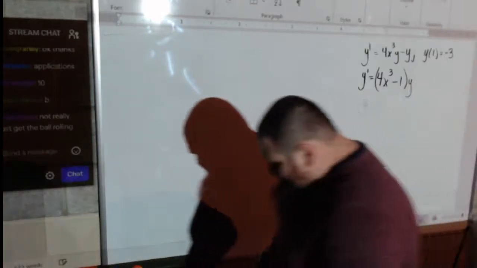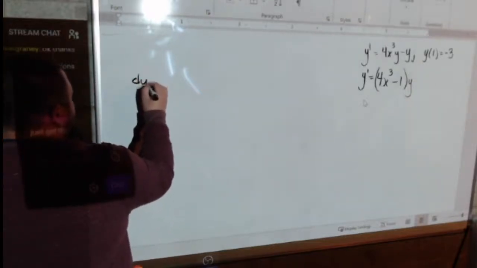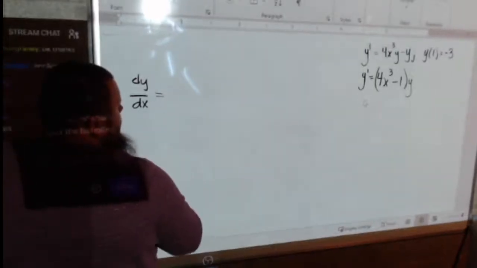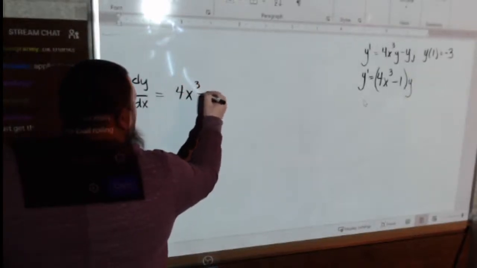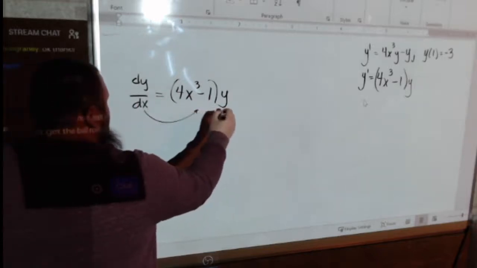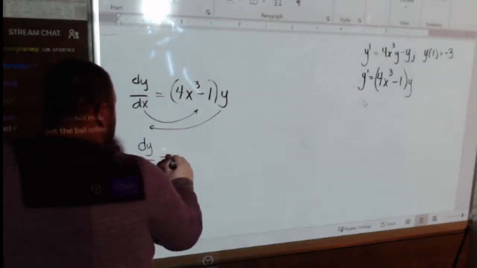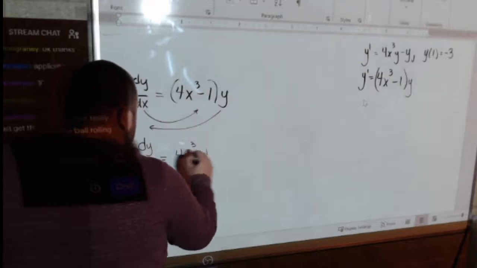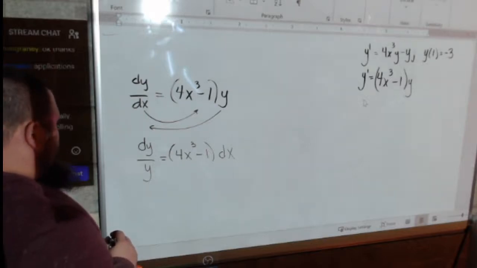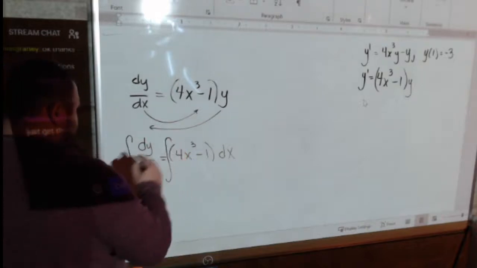So let me come over here. This is really dy dx. And that equals 4x cubed minus 1 all times y. I'm going to move the dx to that side, move the y to that side. So dy over y is equal to 4x cubed minus 1 times dx. And then I'm going to integrate this on both sides.